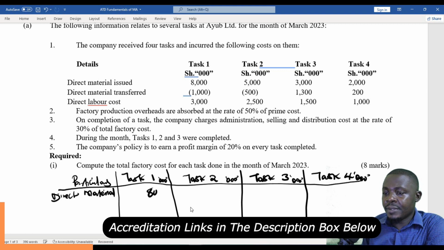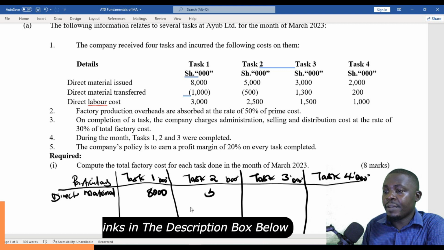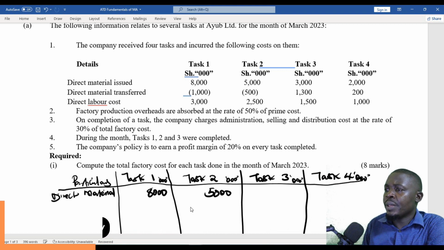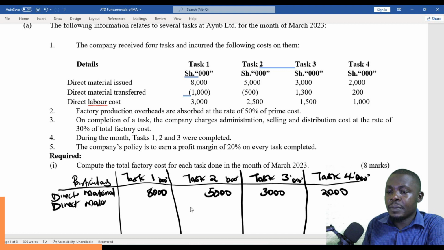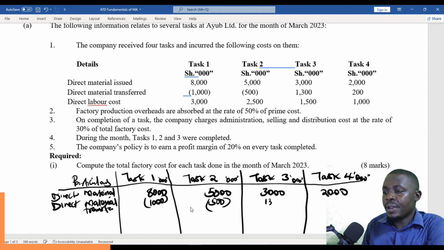The direct material is 8,000, then 5,000, then 3,000 for task 3, then 2,000. Then we have direct material transferred: 1,000, then 500, then 1,300, then 200.